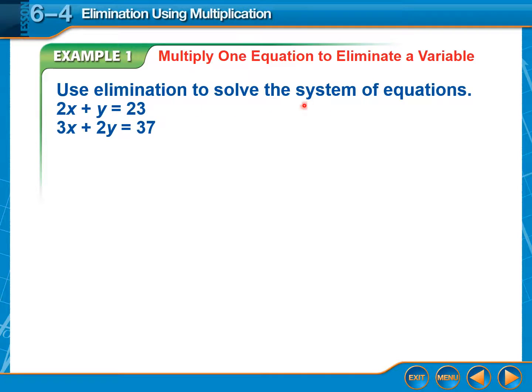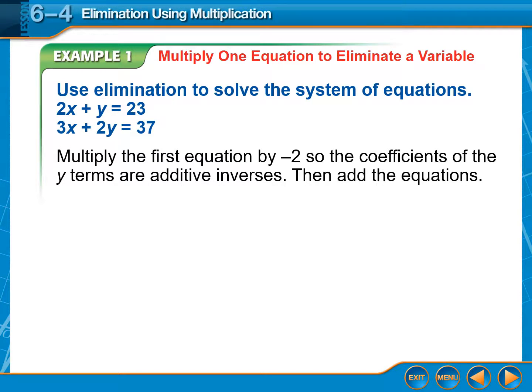So it says use elimination to solve the system of equations. Well, if I look at this system, 2x plus y equals 23 and 3x plus 2y equals 37. Looking at this, right away I see that I can't really use elimination because for my x terms, 2x and 3x wouldn't allow me to eliminate them. They're not the opposite, they're not the same. Y and 2y, same thing, they're not the same. So how can I use elimination if my coefficients don't allow me to add or subtract these equations together to eliminate the variable?